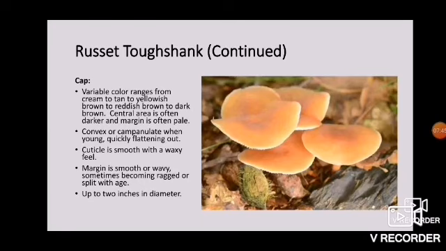It is convex or campanulate when young. If you recall, campanulate is the shape of those old-fashioned bells that you would see in bell towers. And then these quickly flatten out, and you see that that's happened here with these ones. The cuticle, and that would just be the surface of the cap there, the outer layer, is smooth with a kind of waxy feel. The margin is smooth, so with nothing there, basically just a normal margin, or it can become kind of wavy. And sometimes it becomes ragged or split with age.